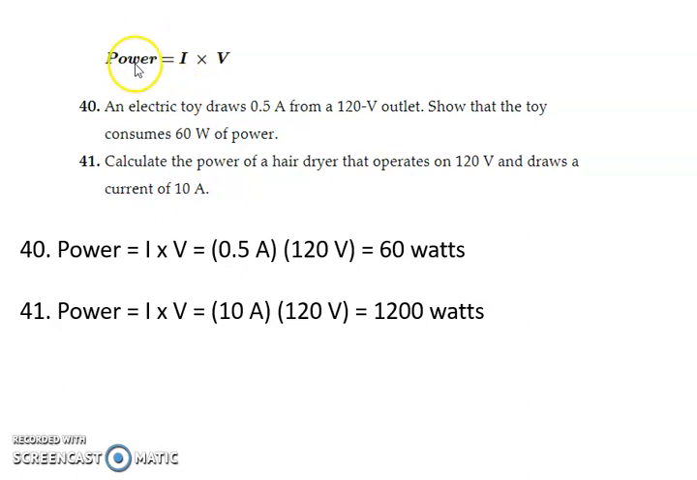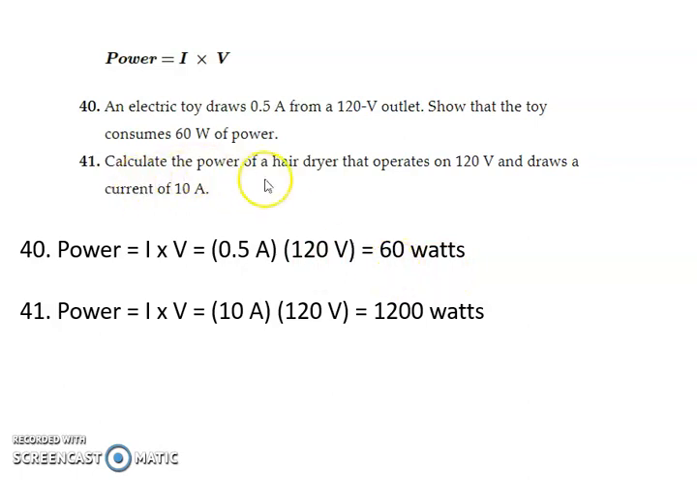Electrical power, symbolized by P, is the product of I and V, where I is your current in amps and V is your voltage in volts. For problem 40, we have an electric toy. It draws 0.5 amps from a 120 volt outlet, and we're asked to show that the toy consumes 60 watts of power. So we use the equation power is I times V, multiplying 0.5 amps of current by 120 volts to give us 60 watts.